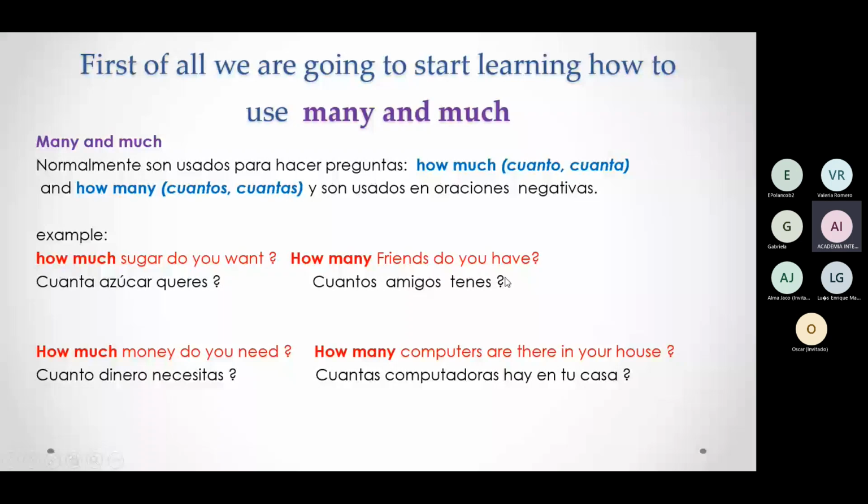Now, somebody else can help me out reading this one. A volunteer, please.